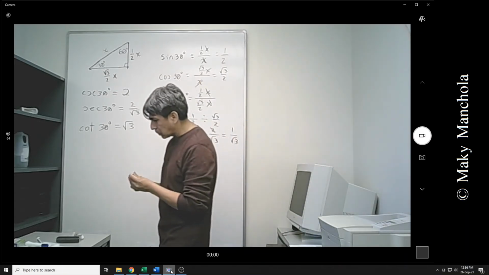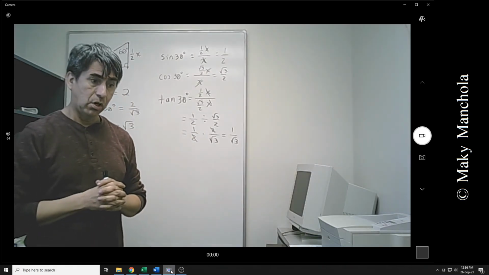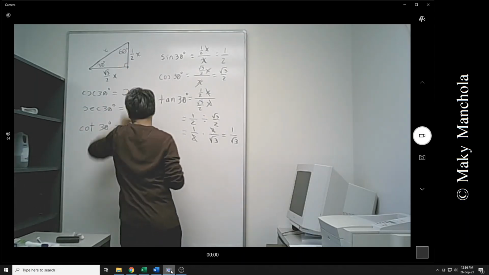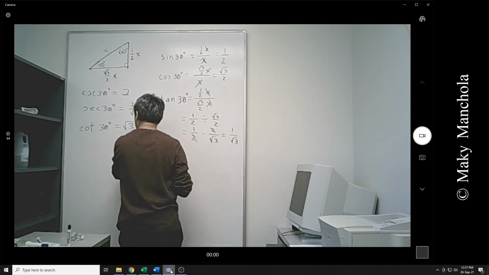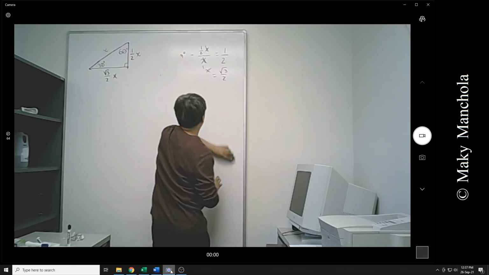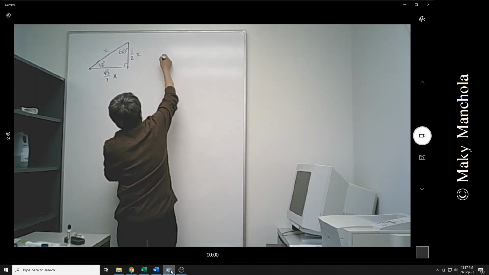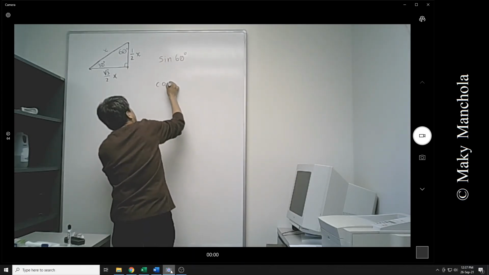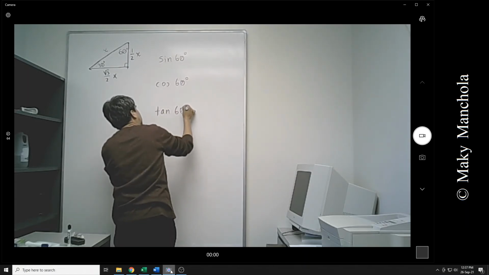Now, we could also obtain all the 6 trig ratios of the angle 60 degrees because we have 60 degrees in that triangle as well. So let's take care of those right now. So I want the sine of 60 degrees. I want the cosine of 60 degrees. I want the tangent of 60 degrees.